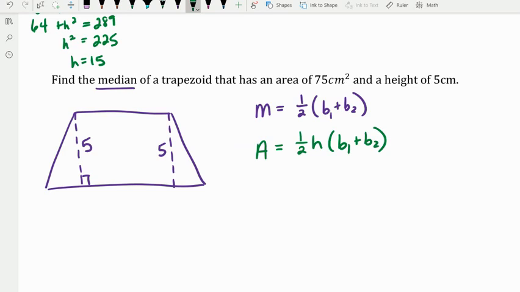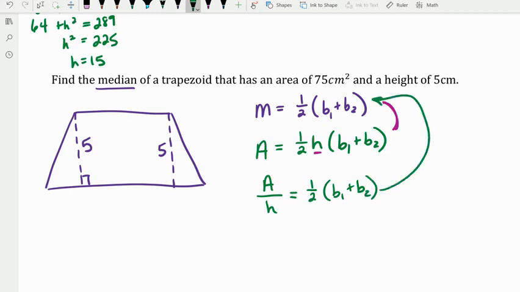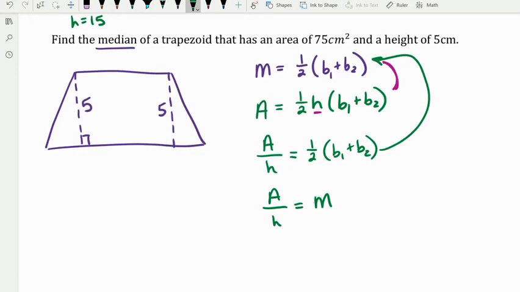So if I wanted to make these two formulas be the same on the right side, I just need to get rid of that h. So I'm going to divide the whole right side by h and the left side. So I'd get the area divided by the height equals 1/2 base 1 plus base 2. And that is the formula for our median, right? So the area divided by the height would equal our median. And those are the two things that we were given, the area and the height.